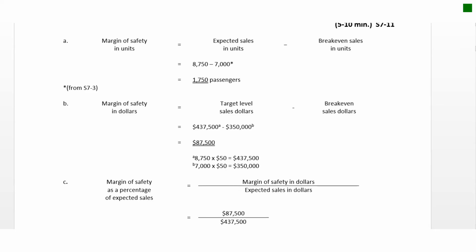So notice, first of all, to get the margin of safety in units, if they're selling 8,750 and the break-even point was 7,000, all you have to do is subtract.